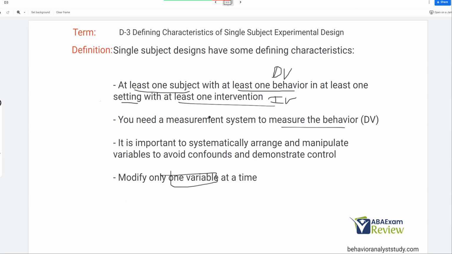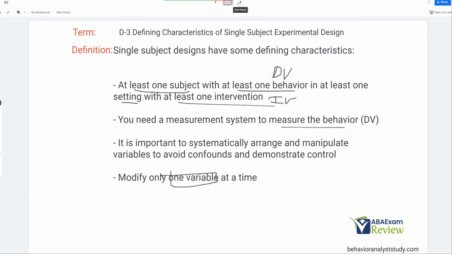So again, single subject designs: one subject, one behavior, one setting, one intervention, measure. And let me clarify, right? At least one subject, at least one behavior, at least one setting, at least one intervention, and then we measure, okay? Again, anywhere from, let's say, 0 to 8 or 1 to 8 is pretty typical for single subject designs. You're going to introduce your intervention, try to manipulate or control the DV, and then we're going to measure.